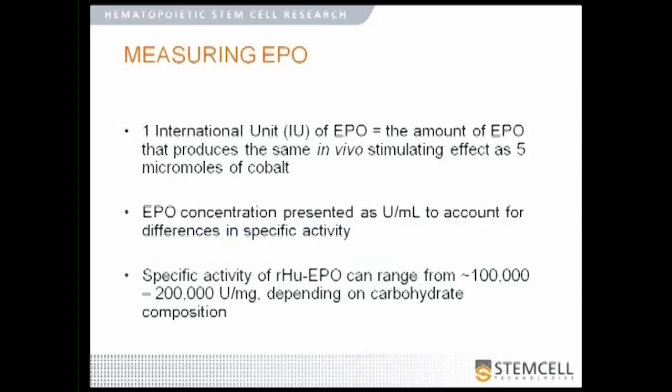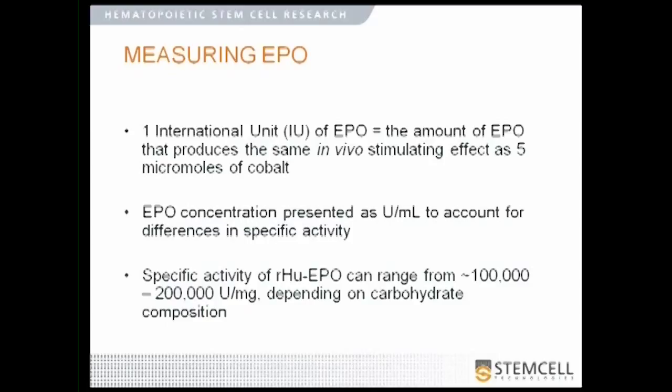EPO potency is typically measured in units. One international unit of erythropoietin has historically been defined as the amount of EPO that produces the same in vivo stimulatory effect as 5 micromoles of cobalt. It can also be measured as the amount of EPO that is required to produce the equivalent tritiated thymidine incorporation into erythroblasts as 1 unit of the World Health Organization EPO reference standard.